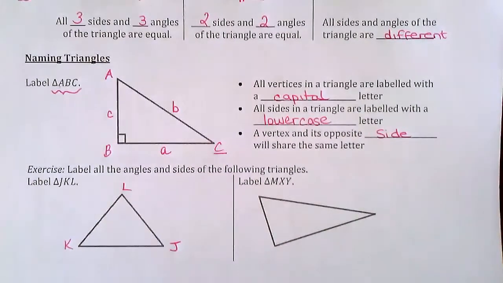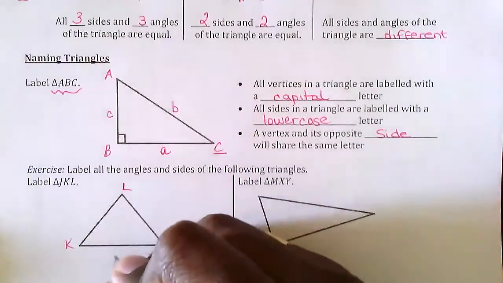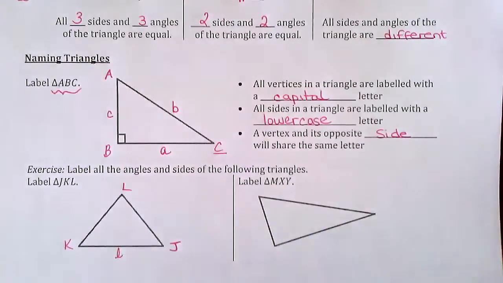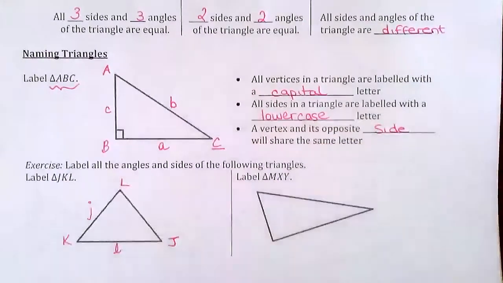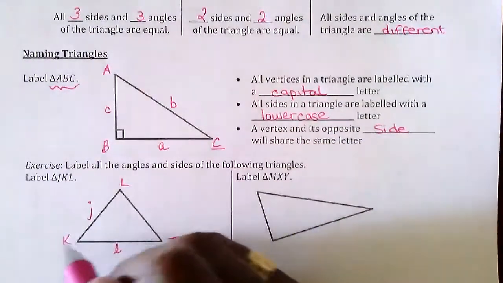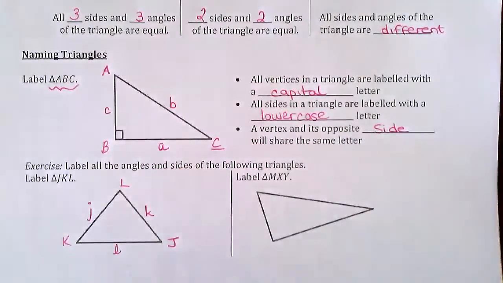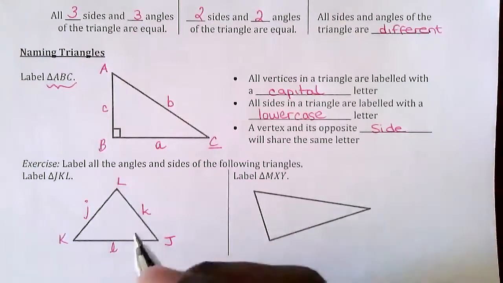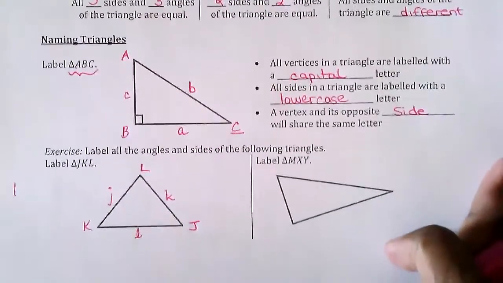Again, capital letters for the vertices. Now I can label the side lengths. The opposite of this vertex is this side. I'm going to label it lowercase l. The opposite of this vertex is this side. I'm going to label it lowercase j. And the opposite of this K is this side. I'm going to label it lowercase k. Notice that I sometimes, for the l, do a little cursive l, because if I just wrote this, I'm going to get confused with any ones that I might have in my equations as well.